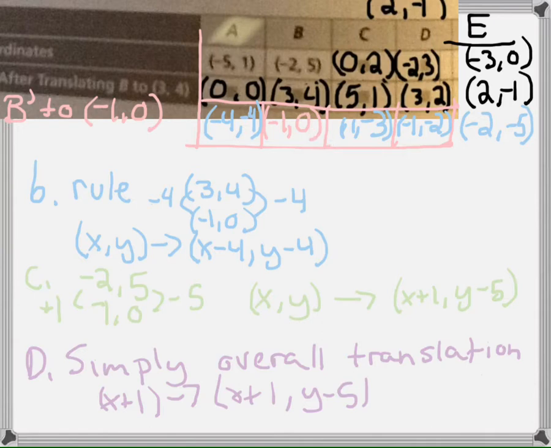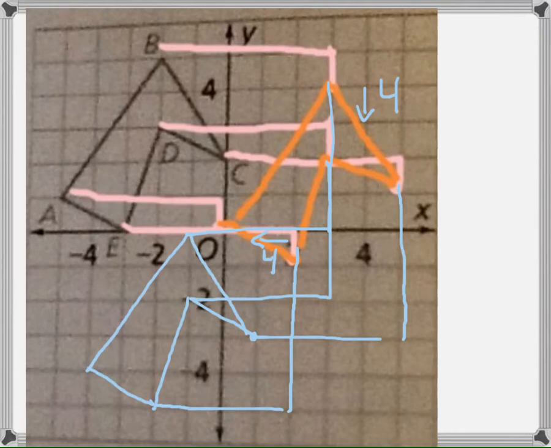Part A asks us to draw the image. So knowing that B becomes -1, 0 from the second image, we took B and we put it to -1, 0, which brings it down 4 and to the left 4. We simply have to repeat this process to every other point to get the resulting image.